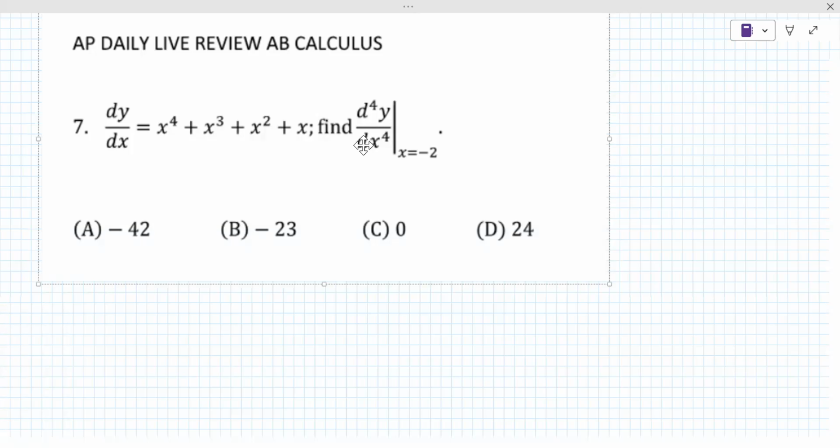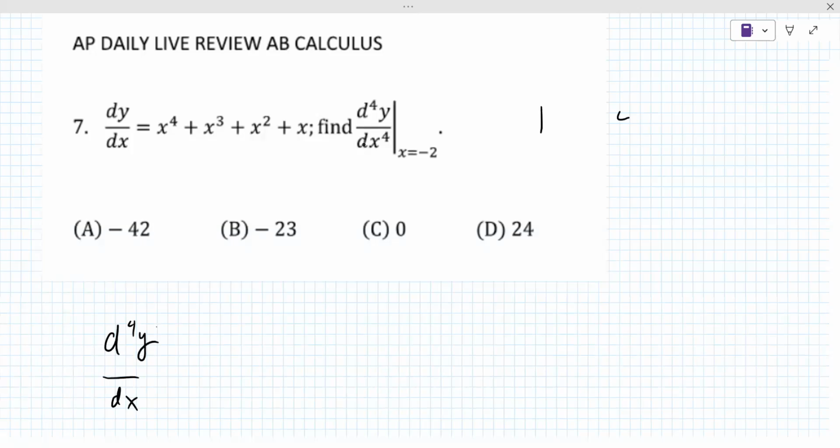Is it A? How did you come up with A? What is your 4th derivative? 24x plus 6. Okay, so first derivative is 4x cubed plus some other stuff. Second derivative is 12x squared. Third derivative is 24x. Fourth derivative is 24. And I think there's some other stuff. Yeah, I had to go one more.